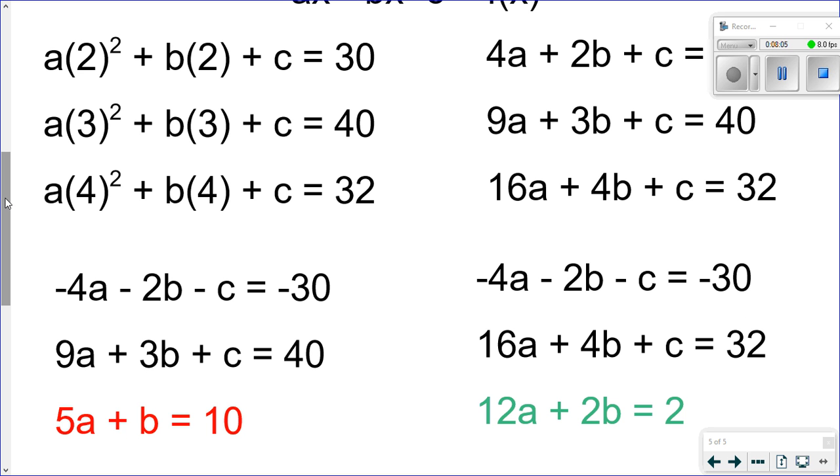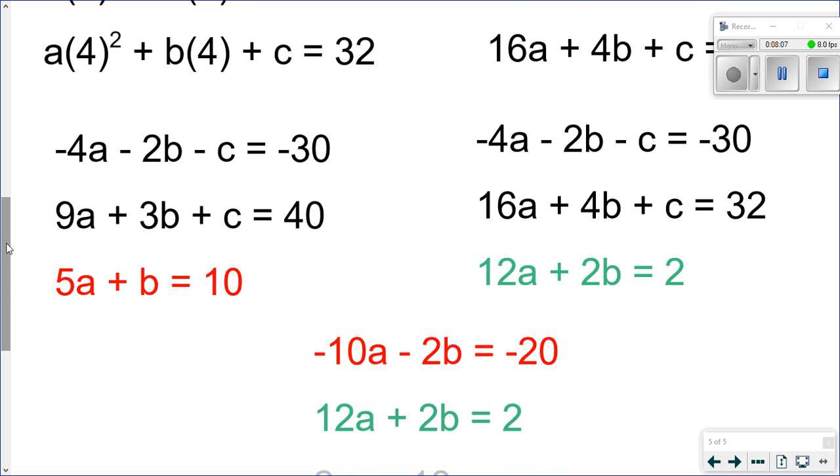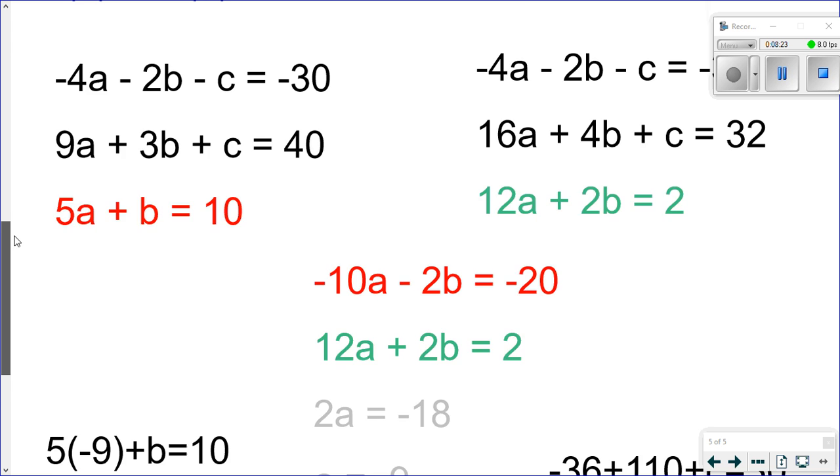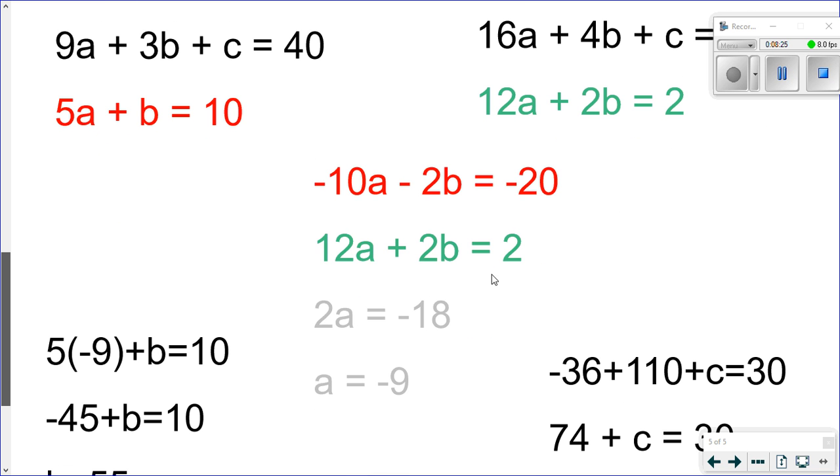So I then take those 2 equations and I set them up. I looked and I said, okay, I think b is going to be the easiest variable to eliminate. So I'm going to multiply this red equation by negative 2. So that's how I got negative 10a minus 2b equals negative 20. And then I add that with the green equation, since my b's will eliminate. And I get a positive 2a equals negative 18. Solve for a, we get a is negative 9.